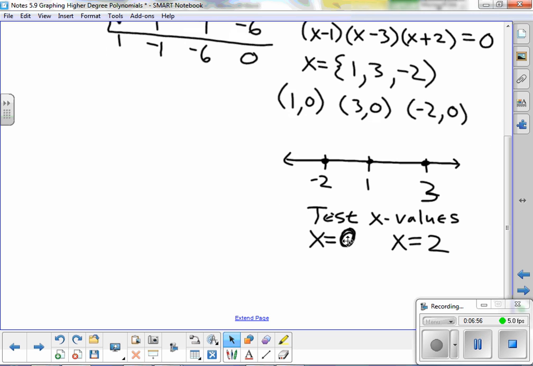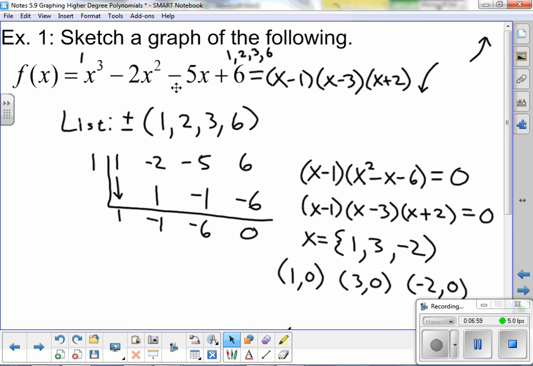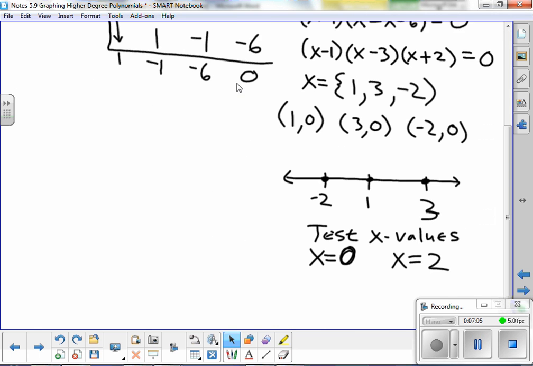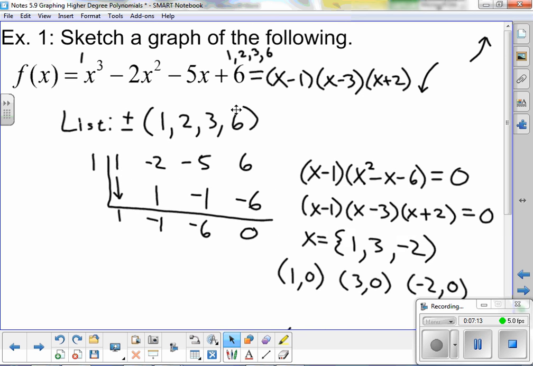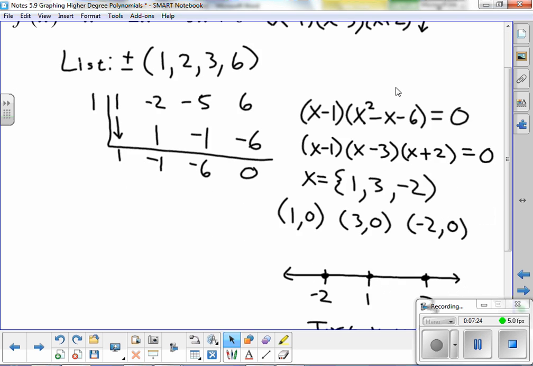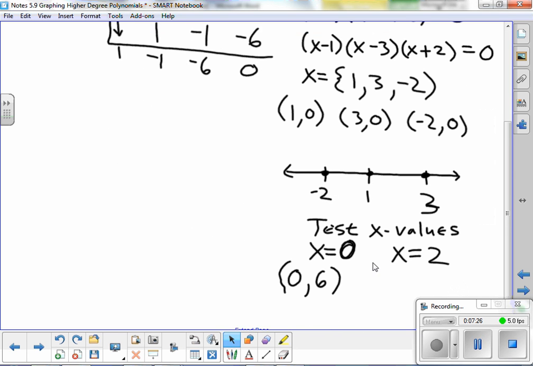So for 0, probably the best thing to plug 0 into is this one, because 0 times x cubed is 0, that turns this into 0, and this into 0, and you get a 6. So if you test x equals 0, you get a point of (0, 6). And you can see that over here too, because 0 minus 1 is -1, 0 minus 3 is -3, and 0 plus 2 is 2. -1 times -3 is +3, times 2 is +6 also. So it works in either one.